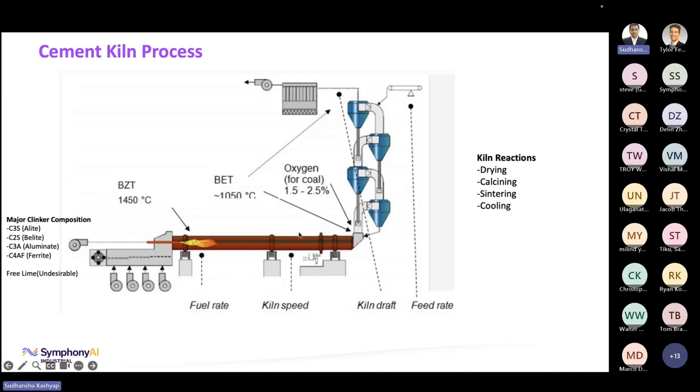So all of it goes through this kiln, and finally you get a clinker which has dicalcium silicate, tricalcium silicate, aluminate, and ferrite as the major composition, but it also gets something called free lime, which is undesirable, and it undermines the quality of cement, and that has to be minimized from this process. So we look into how that can be done using AI.